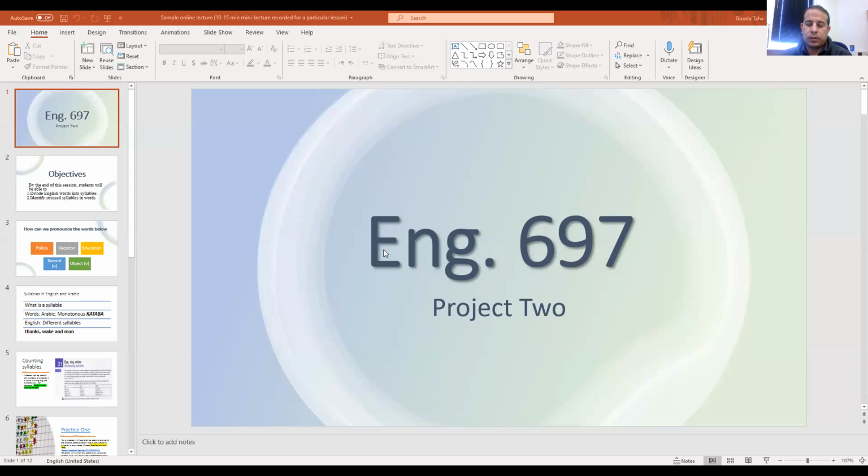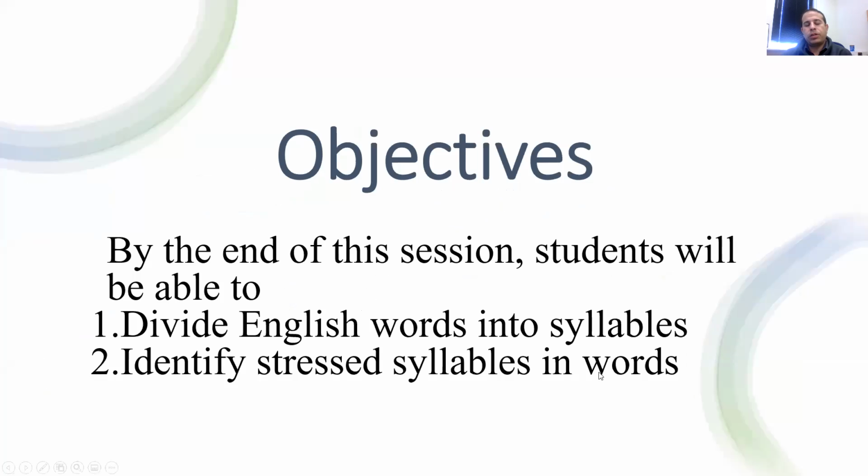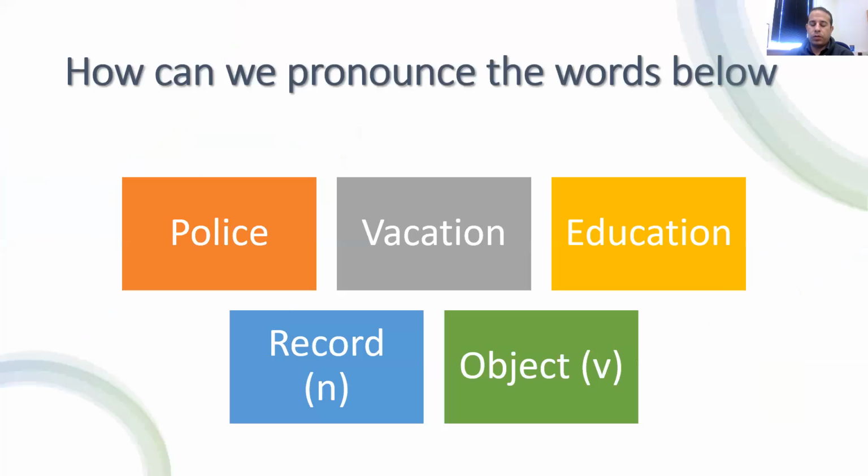Welcome to this class. In this session, we are going to discuss these two main objectives. The first one is how to divide the English words into syllables, and secondly is to identify the stressed syllables in words. So before walking you through how to do this, I need all of you to start pronouncing these words for me. How can we pronounce the first word?